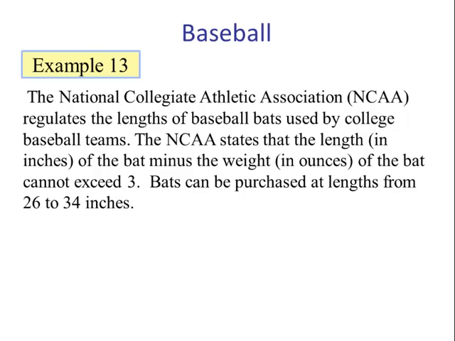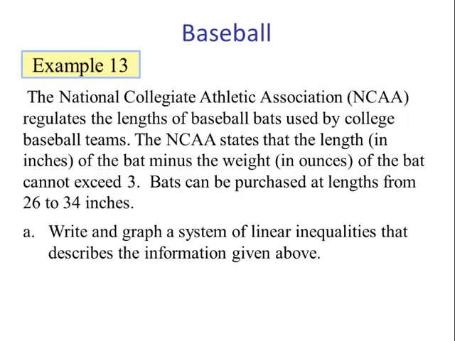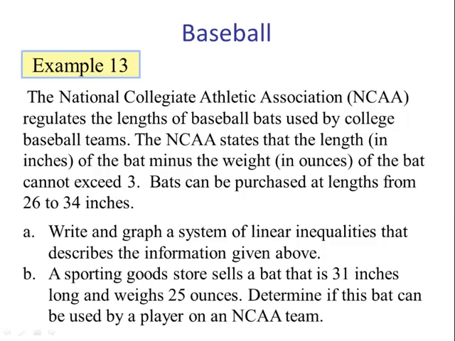Bats can be purchased at lengths from 26 to 34 inches. A. Write and graph a system of linear inequalities that describes the information given above. B. A sporting goods store sells a bat that is 31 inches long and weighs 25 ounces. Determine if this bat can be used by a player on a NCAA team.